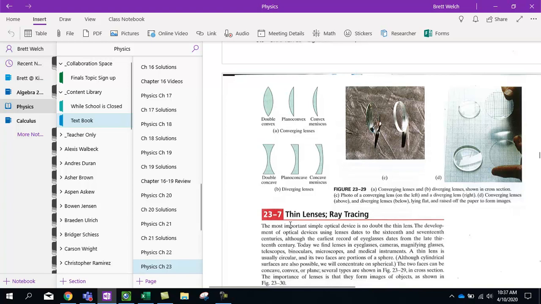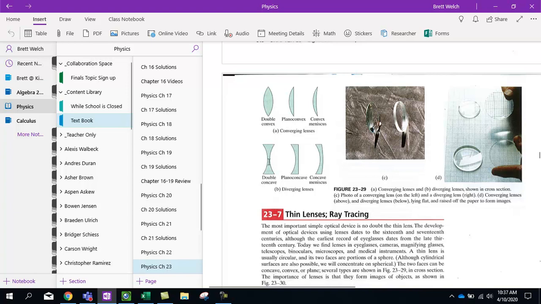And so we have these different types of lenses right up here. We have a double convex, which is what we're going to mostly talk about in this section. A plano convex, meaning one side's flat. Convex meniscus. We've got a double concave, plano concave, and concave meniscus. There's different shapes for different purposes and affecting the focal length in different ways.